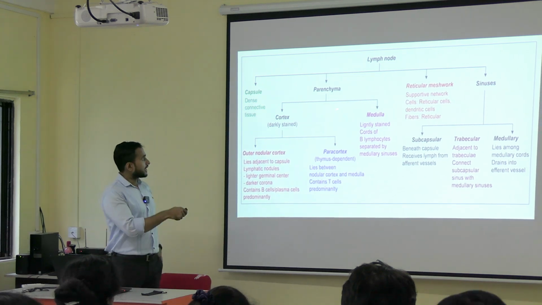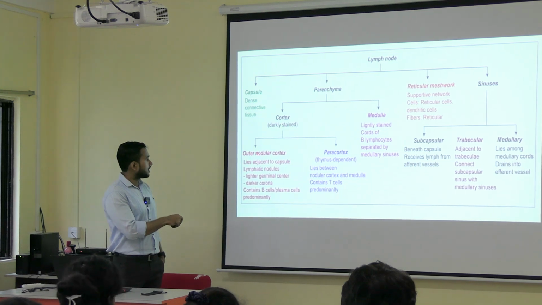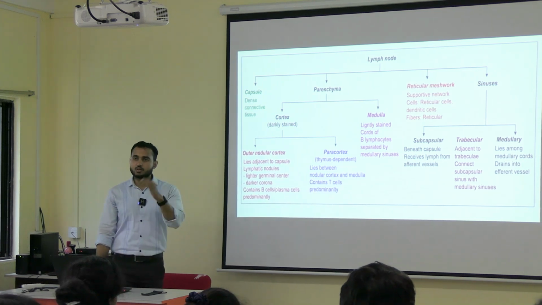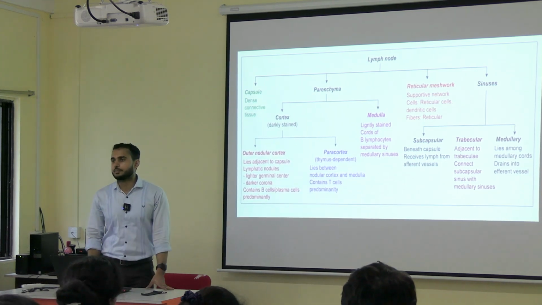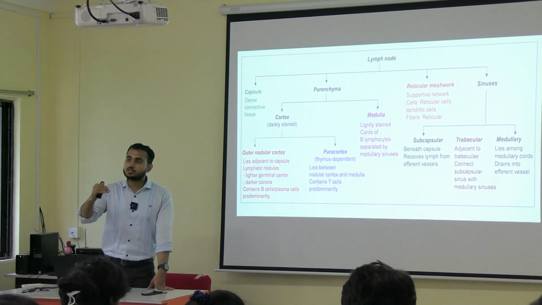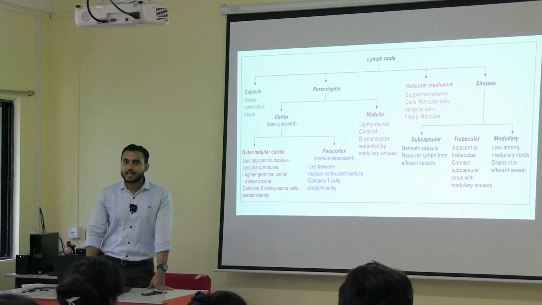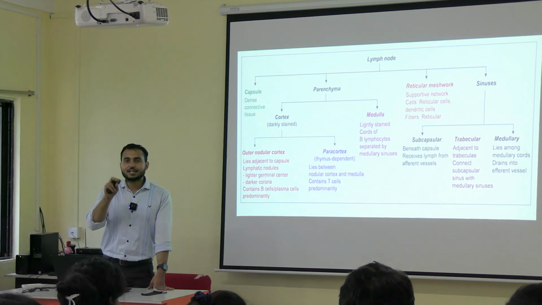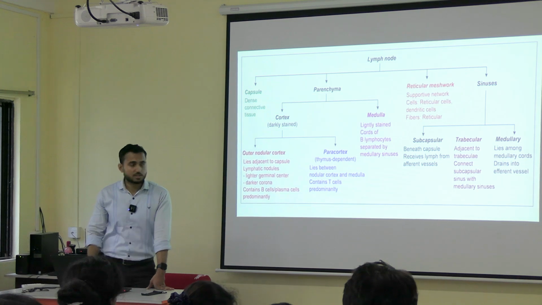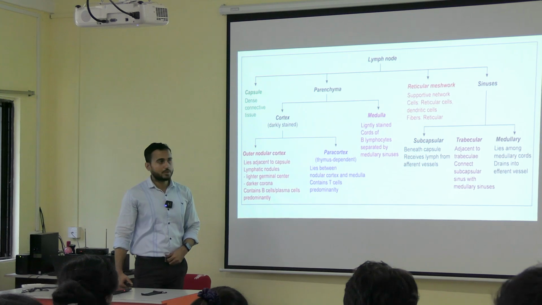Okay. Now if you see the parenchyma, as I said, cortex is there and medulla is there. Cortex का भी दो part होता है, outer cortex and paracortex. Means the part of the cortex which is near to the capsule, that is called as outer cortex. ठीक है, and the part of the cortex which is near to the medulla, that is called as paracortex. ठीक है, and the part where the sinuses are present, that is called as medulla. Okay, that's why you will see जो medulla होता है उसमें medullary sinuses रहता है.